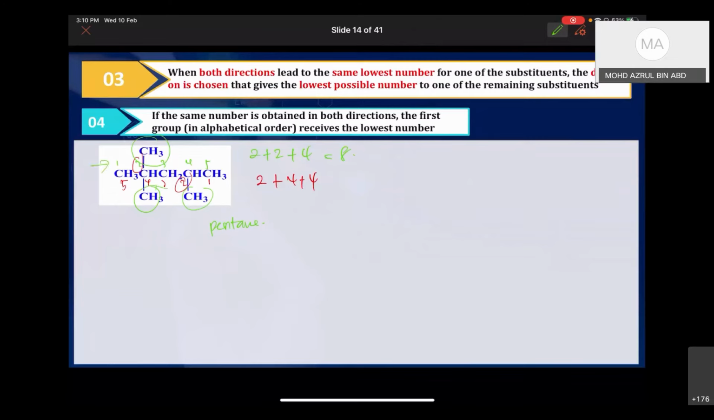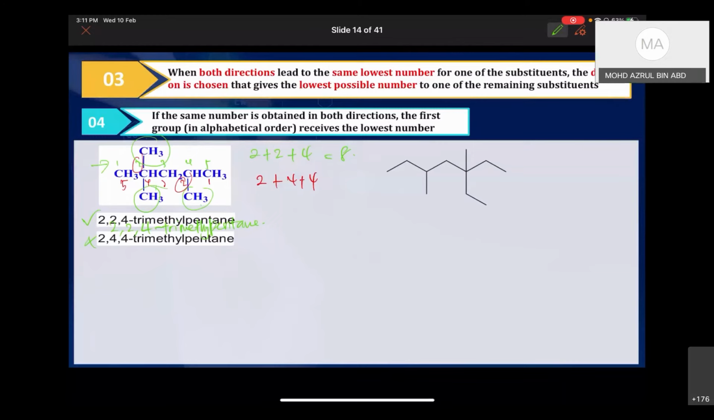Then we can name the compound. Since the substituent attached is only methyl, and there are 3 methyls, we need to add what? Trimethyl. Yes, tri. So we can name it as 2,2,4 trimethyl pentane. Okay, so this one is correct. 2,2,4 trimethyl pentane. How about this one?